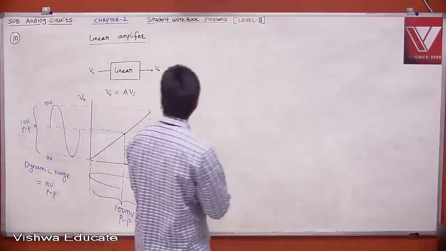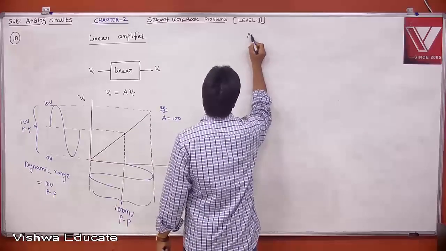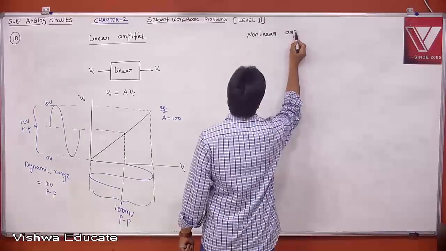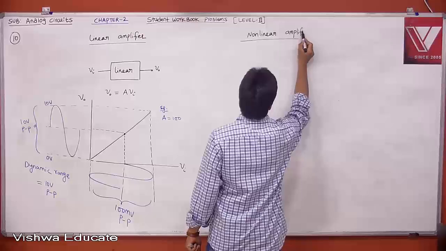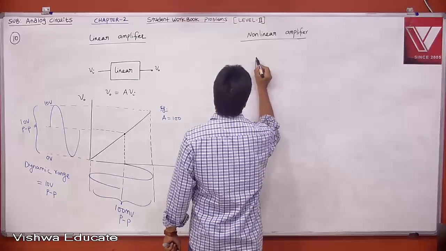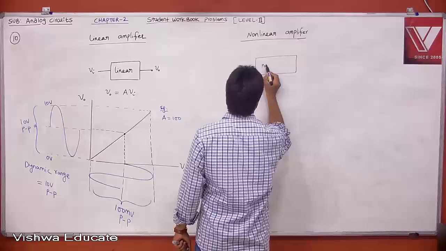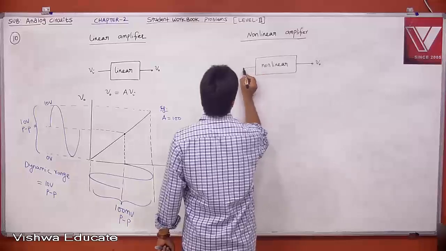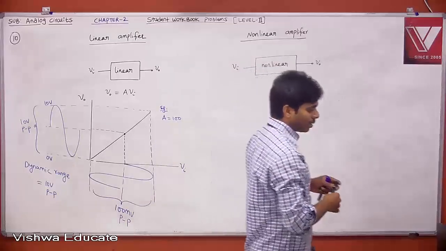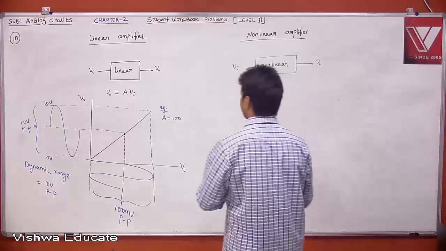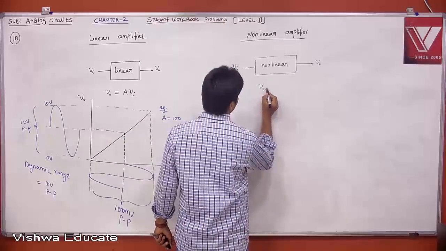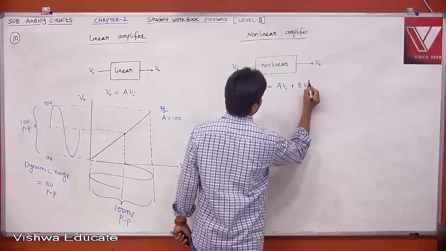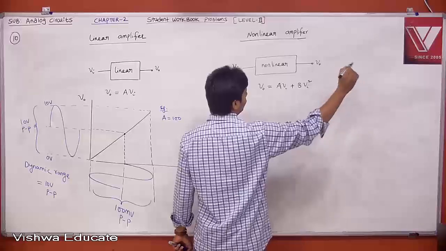Fine. Now, let us consider a non-linear amplifier. If you consider a non-linear amplifier, then what does it mean? This is non-linear. This is your output voltage V0, input voltage Vi, right? If I say non-linear, it's not simply V0 is equal to A into Vi. V0 is equal to A into Vi plus some B into Vi square plus C into Vi cube plus D into Vi to the power of 4.